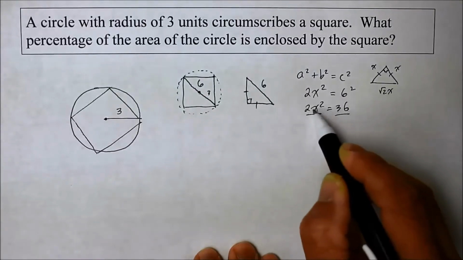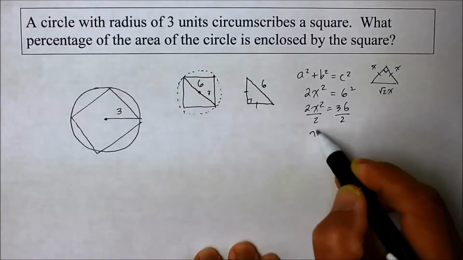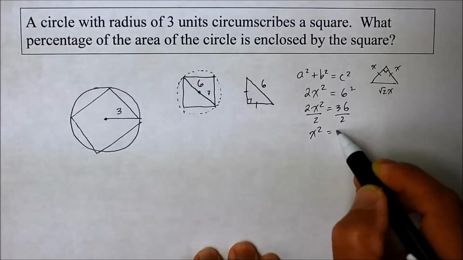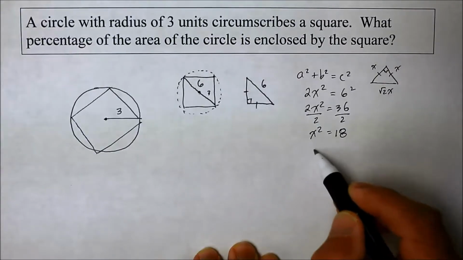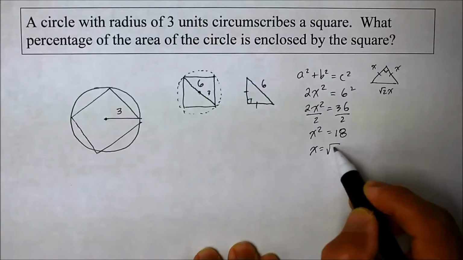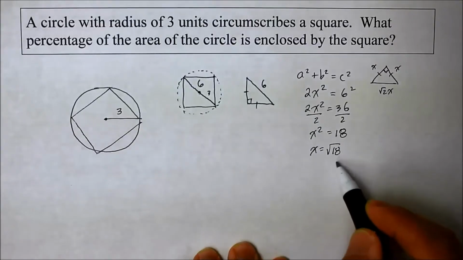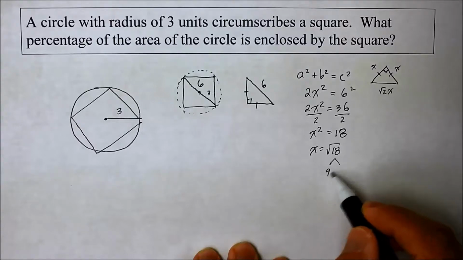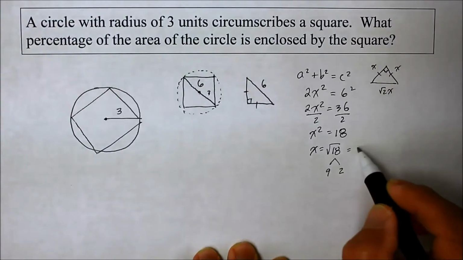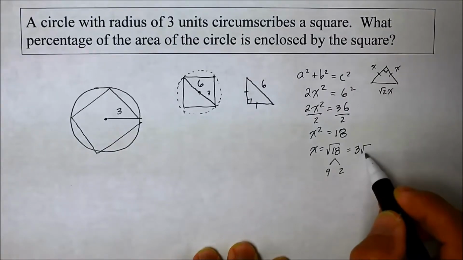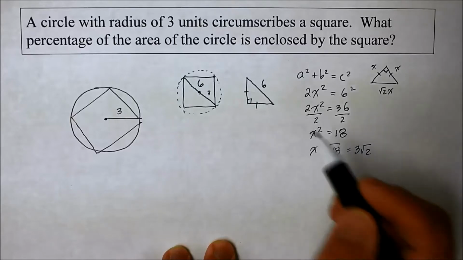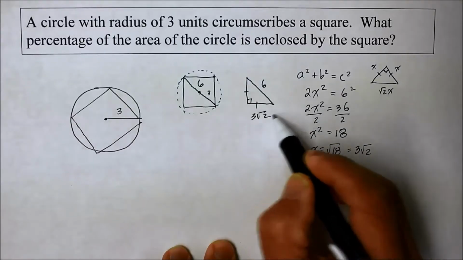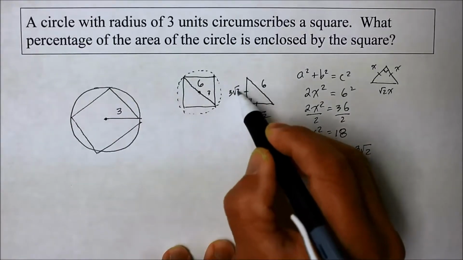Solve for x by dividing out the coefficient 2. So x squared equals 18. And when I square root both sides, x is equal to square root of 18. Let's see, 18 is made up of 9 and 2. So the square root of 9 is going to be 3. So 3 comes out, and inside the radical is going to be a 2. So each side is 3 square root of 2, 3 square root of 2.